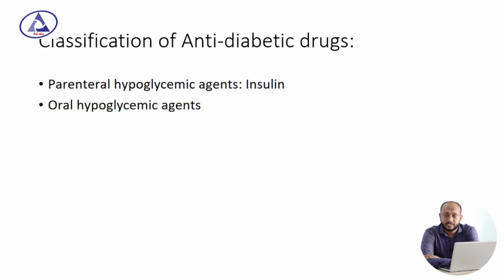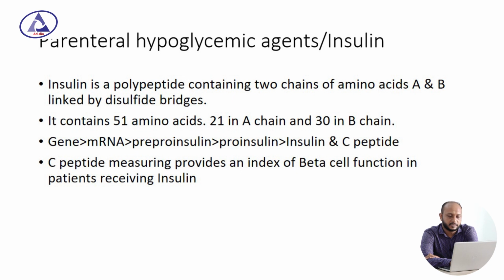Classification of anti-diabetic drugs: parenteral hypoglycemic agents, which is insulin, and oral hypoglycemic agents. Parenteral hypoglycemic agent or insulin. Insulin is a polypeptide containing two chains of amino acids, A and B, linked by disulfide bridges. It contains 51 amino acids. In A chain there are 21 amino acids and in B chain there are 30 amino acids.